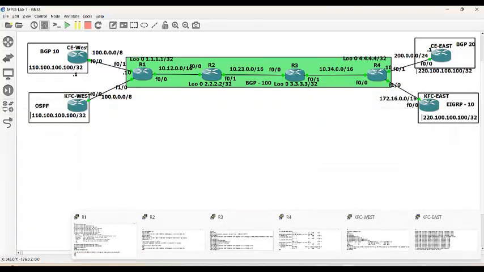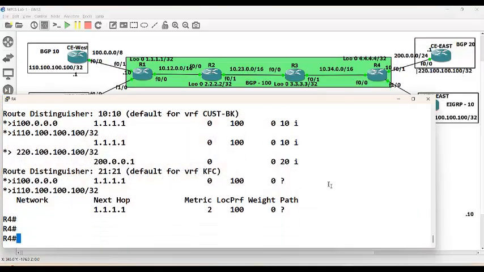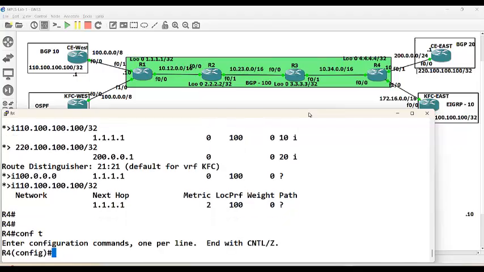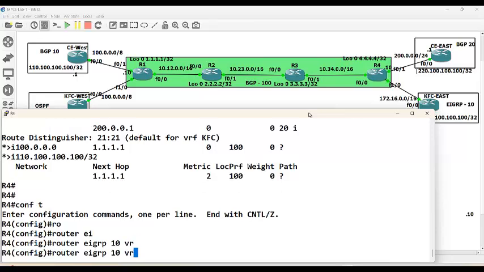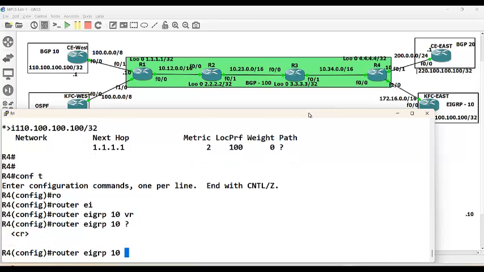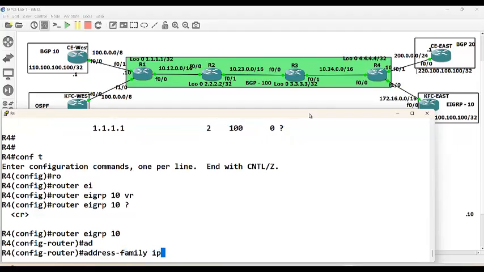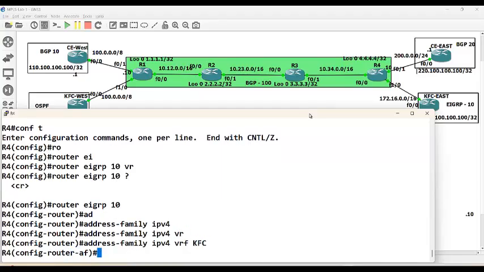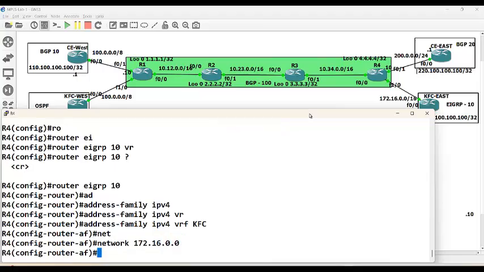Okay, meanwhile, let us go and configure EIGRP on R4. On R4, router EIGRP 10. Do I have a VRF command here? No. So VRF should be inside. Address family IPv4 VRF KFC. In this I have to say network 172.16.0.0. That's all.